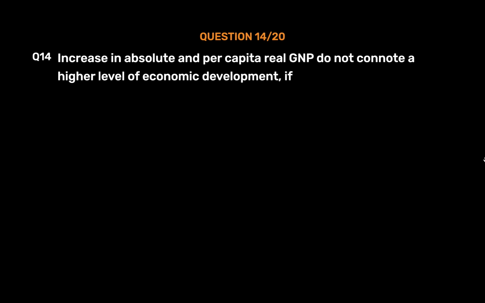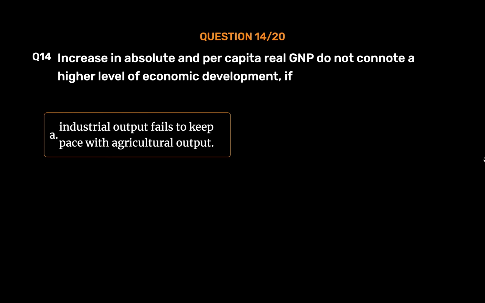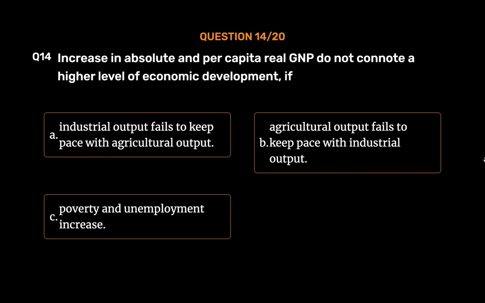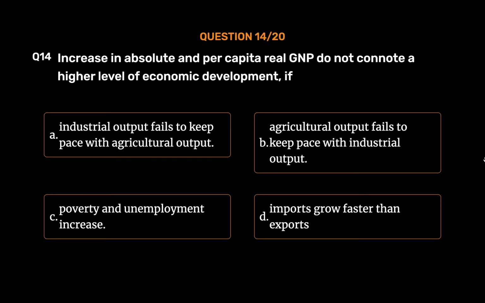Question number 14. Increase in absolute and per capita real GNP do not connote a higher level of economic development if Option A. Industrial output fails to keep pace with agricultural output. Option B. Agricultural output fails to keep pace with industrial output. Option C. Poverty and unemployment increase. Option D. Imports grow faster than exports. The correct answer is Option C.